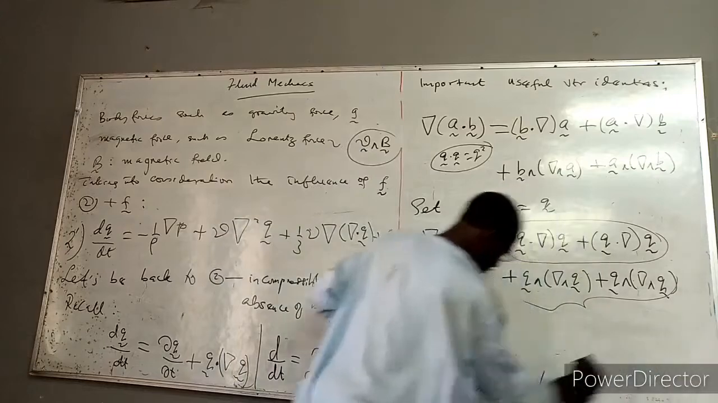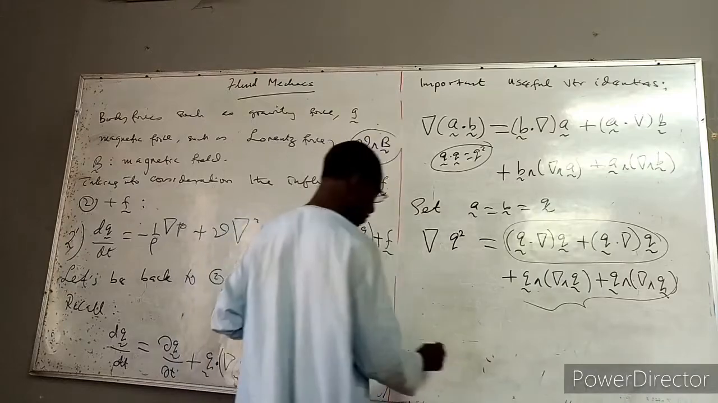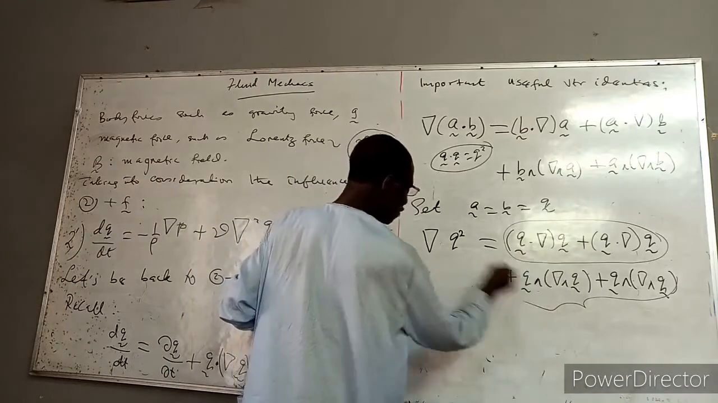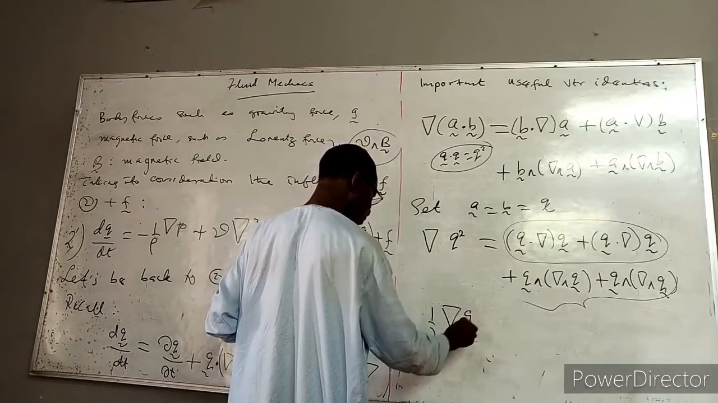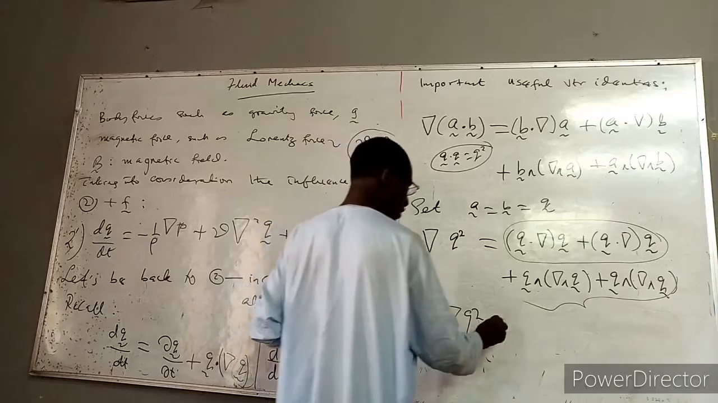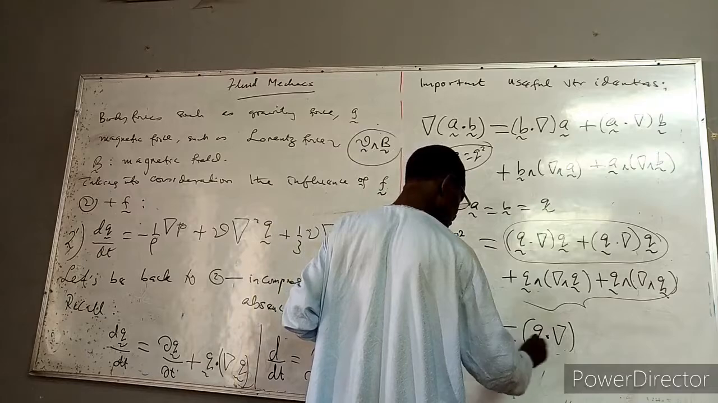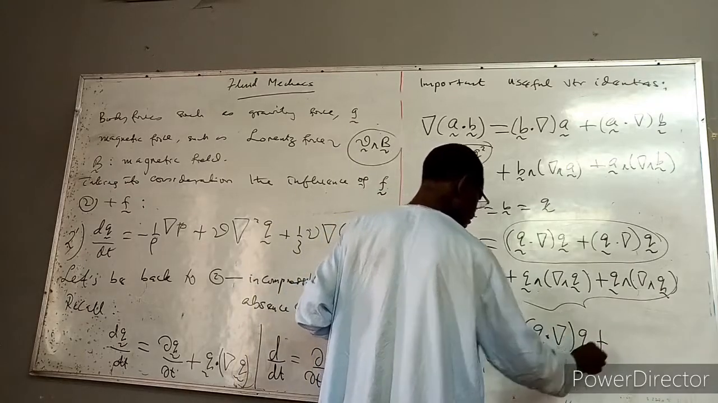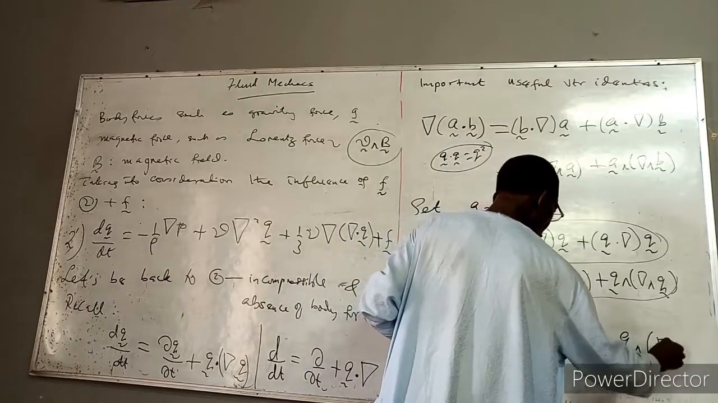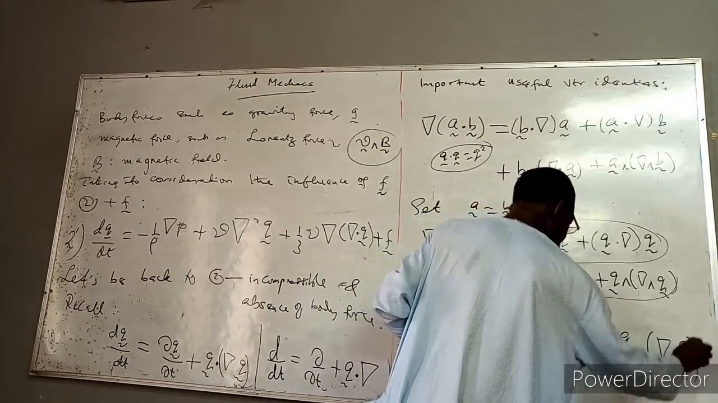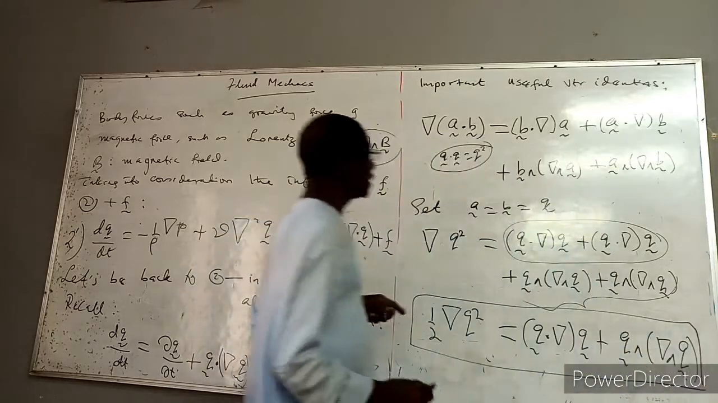from this we get an equation which is the same as saying that, with these 2 of this and 2 of this, you can now divide. That means half of del Q squared is equal to Q dot del Q plus Q cross curl Q. So this is well known and it is established from this.